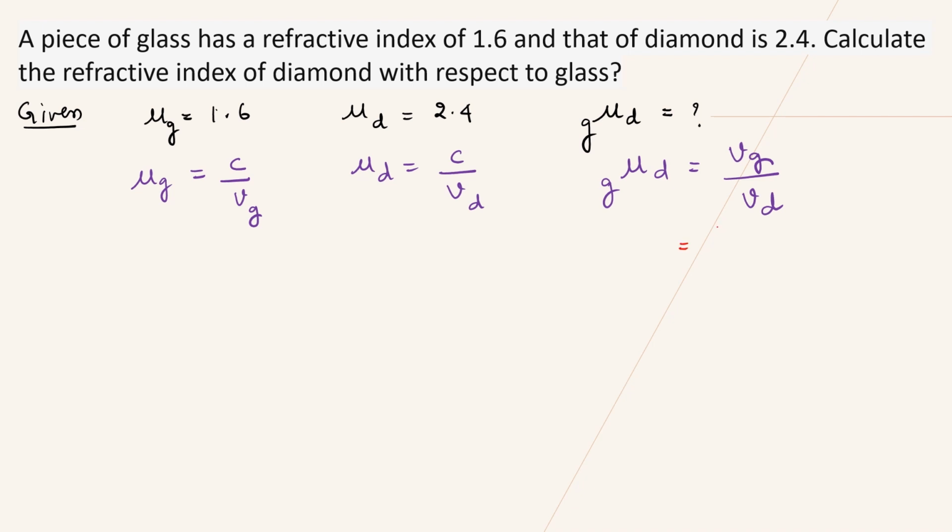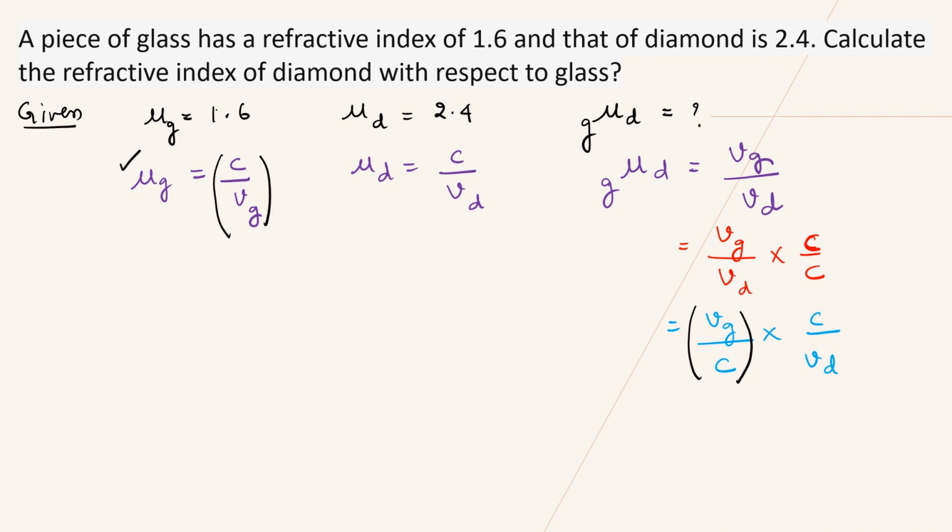Now how to write this? Let us write it like this: Vg by Vd, let us multiply with C by C. C is speed of light in air or vacuum. So C by C cancel each other, it is not going to affect anything, but it is going to change our expression. See how I am writing: Vg divided by C into C by Vd. What is Vg by C? C by Vg is mu g. So Vg by C is 1 by mu g.